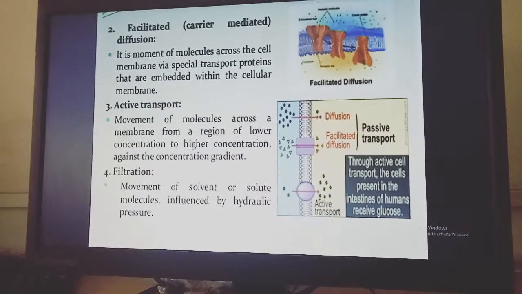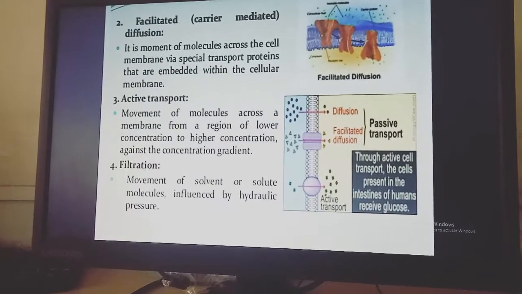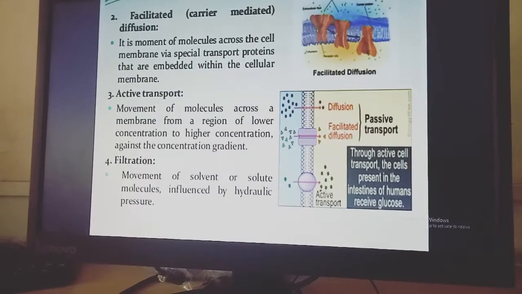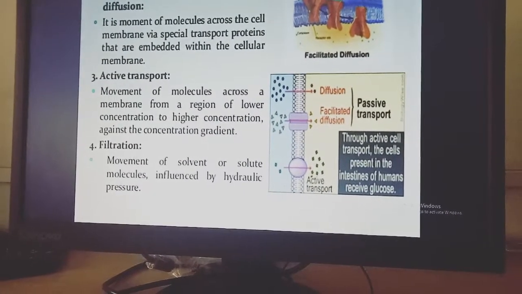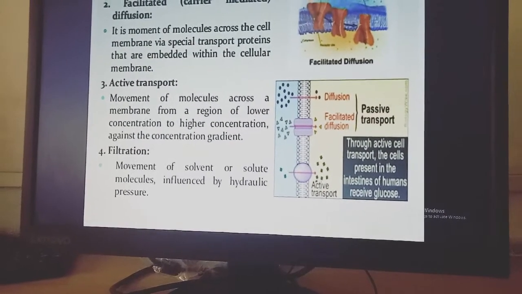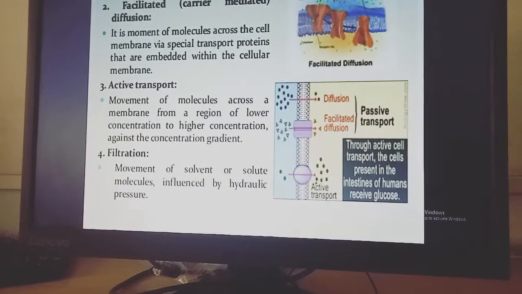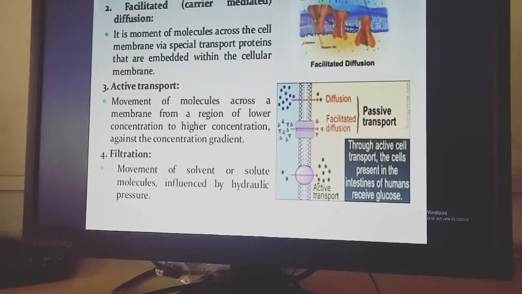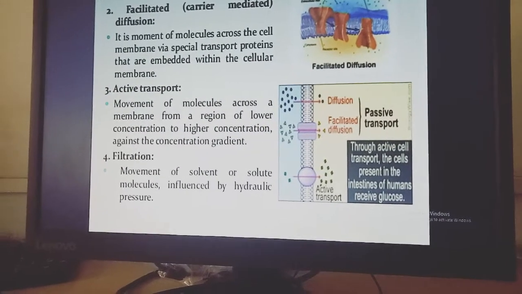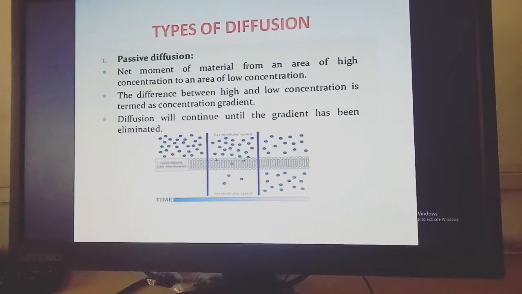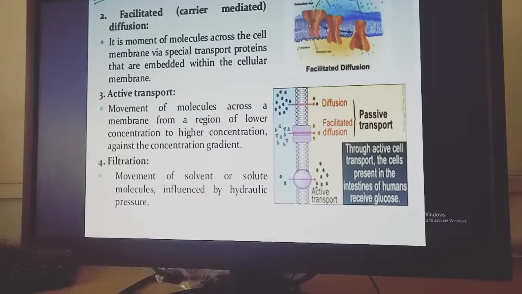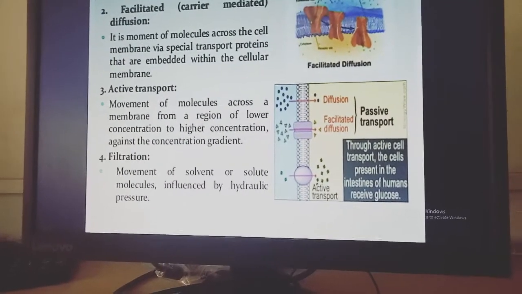The third type is active transport. Active transport means movement of molecules across the cell membrane from a region of low concentration to a region of high concentration, against the concentration gradient. You can see this in the diagram. The next type is filtration. Filtration is the movement of solvent or solute molecules influenced by hydraulic pressure. So we have discussed various types of diffusion: passive diffusion, facilitated diffusion, active transport and filtration.